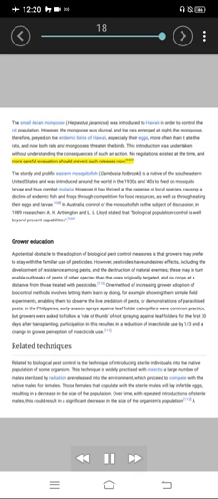The sturdy and prolific eastern mosquitofish Gambusia holbrooki is a native of the southeastern United States and was introduced around the world in the 1930s and 40s to feed on mosquito larvae and thus combat malaria. However, it has thrived at the expense of local species, causing a decline of endemic fish and frogs through competition for food resources, as well as through eating their eggs and larvae.